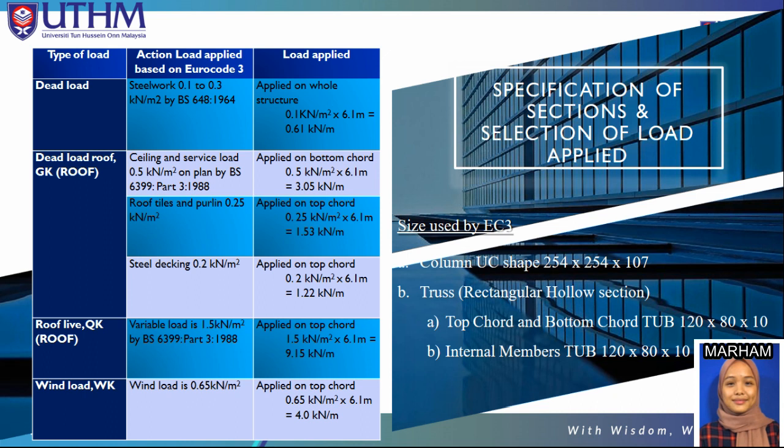The size that we use in our Step Pro is column UC shape, which is 254 times 254 times 107. For truss, we have rectangular hollow section, which is top chord, bottom chord and internal members. We use same size, which is RHS 120 times 80 times 10.